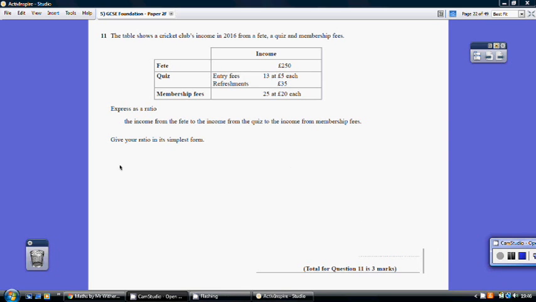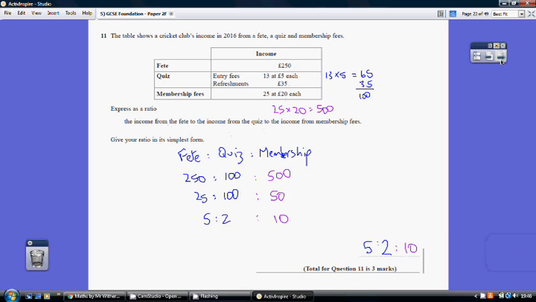So, question 11, we're being asked to express as a ratio the income from the fete to the income from the quiz to the income from the membership fees, and to simplify this. So we need to work out the income from each of the three methods. So from the fete, well, we're just told that that income is £250.